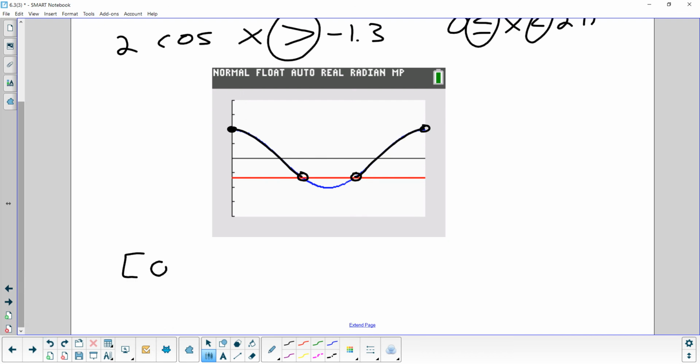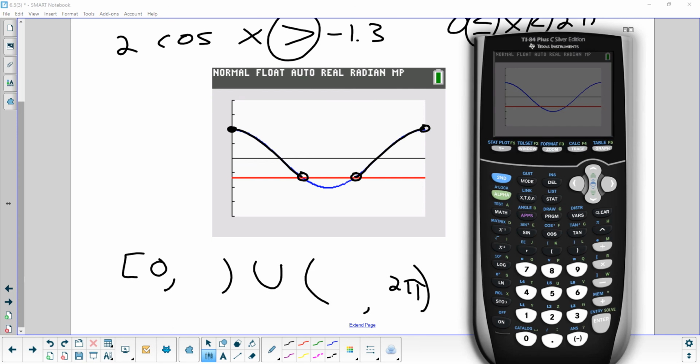So we're going to have from 0 to something. I need to find what that is. Or from something to 2 pi. I'm able to do the beginning and the end because I know my window. I know the beginning is 0 and I know the end is 2 pi. I need to find both of those intersects.